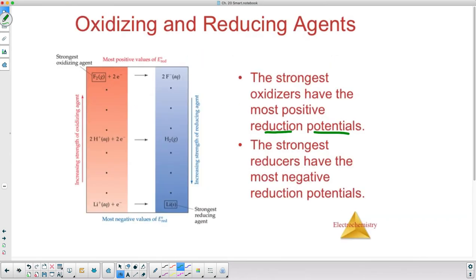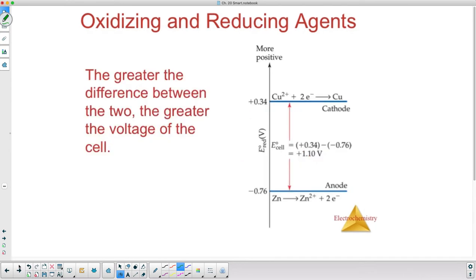Let me get back to this now. The strongest reducers have the most negative reduction potentials. That's good to know. So the strongest reducing agent is down here, lithium, and the strongest oxidizing agent is fluorine up here. Excellent. Oxidizing and reducing agents.